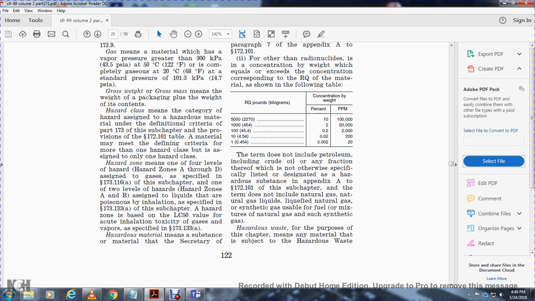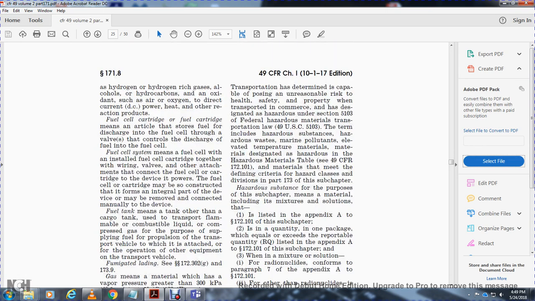Hazardous material means a substance or material the Secretary of Transportation has determined is capable of posing an unreasonable risk to health and safety or property when transported in commerce, and which has been designated as a hazardous material under section 5103 of the Hazardous Materials Transportation Law, Title 49. The term includes hazardous substances, hazardous wastes, marine pollutants, elevated temperature materials, and materials designated as hazardous in the Hazardous Materials Table of Title 49, 172.101.